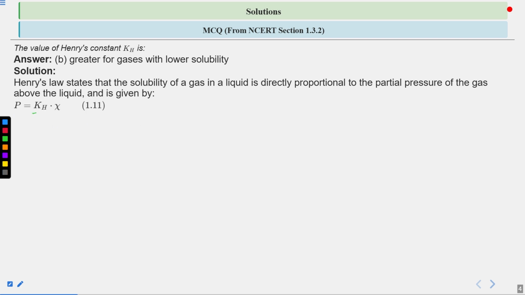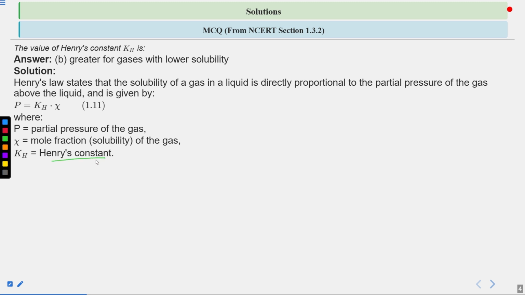P equals KH times chi. So P here is the vapor pressure, KH is Henry's constant, and chi represents the mole fraction of the component. And this is equation 1.11 in our chapter Solutions in the NCERT textbook, where P is the partial pressure of the gas, as I said. Chi is the mole fraction of the gas, or you can also say the solubility of the gas, and KH is Henry's constant.